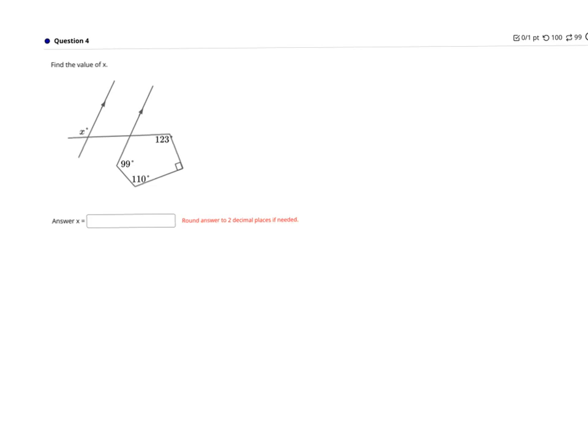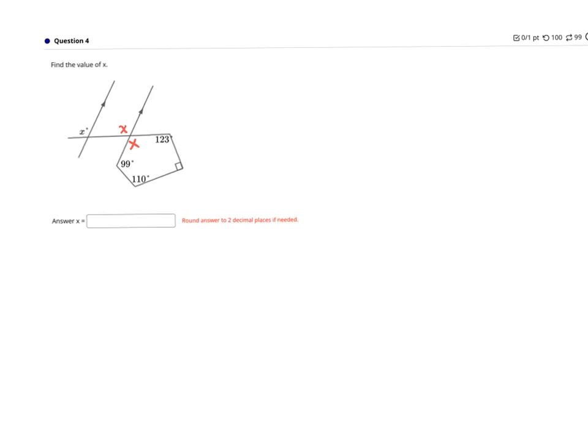Okay, let's take a look at question number 4 from 8.1.5b homework. Let's first of all look at x, and let's see how it relates to the shape that I have over here. The first thing I know is that this angle here is also x because those are corresponding angles of parallel lines. This is also x because those are vertical angles.